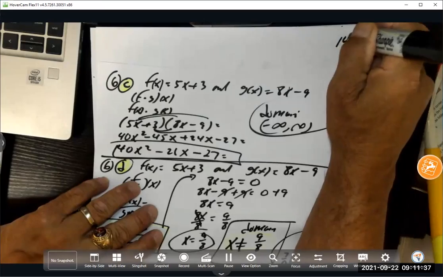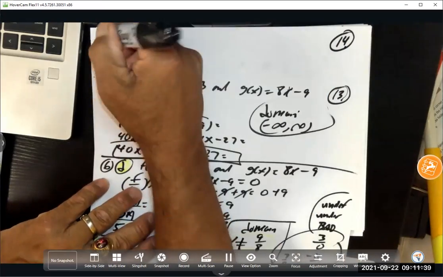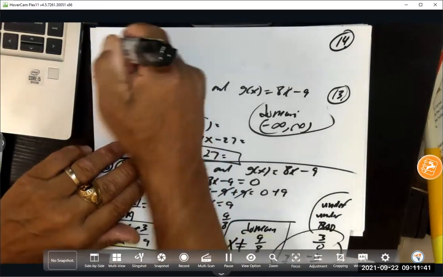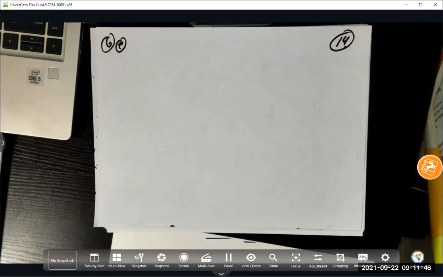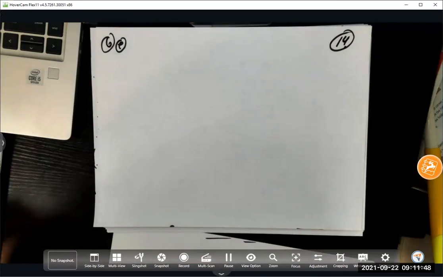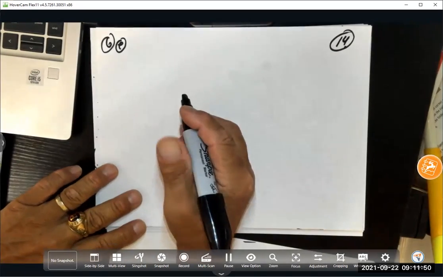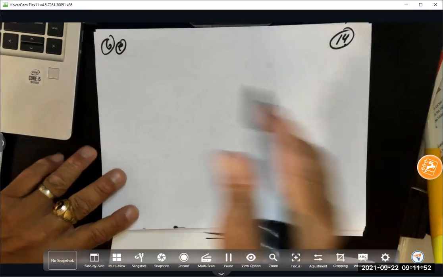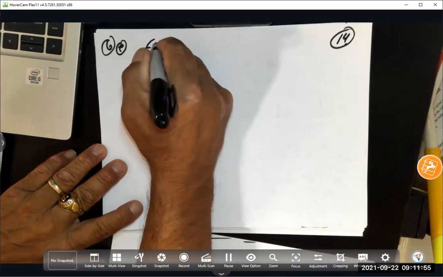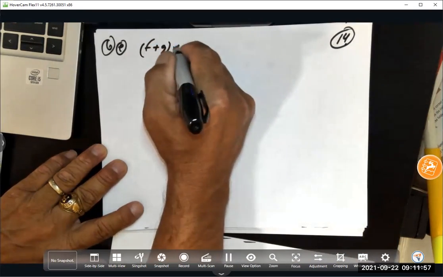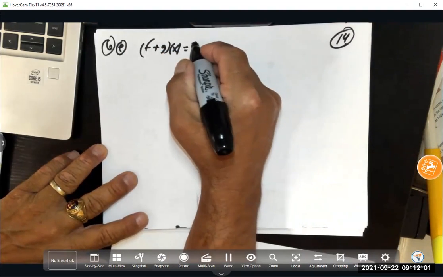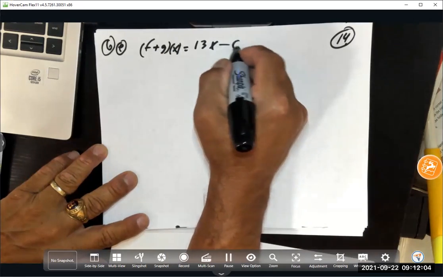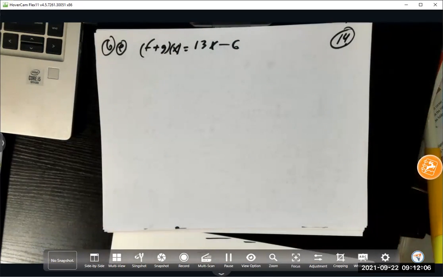All right, 14. This is going to be 6, letters C, D, E. There's E, letter E. We ended up with this earlier. We had F plus G of X. We did that thing, and we ended up with 13x minus 6. That was what we got with F plus G of X earlier.